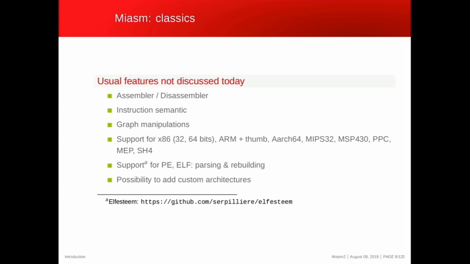So first, the basic stuff. Miasm has its own assembler and disassembler engine, and it can manipulate x86, ARM, MIPS, etc. architectures. It can support ELF, portable executable, or raw native bytecode. We can add some custom architectures. Maybe we have a mad guy here who did that, and he will present it, I think, this afternoon.